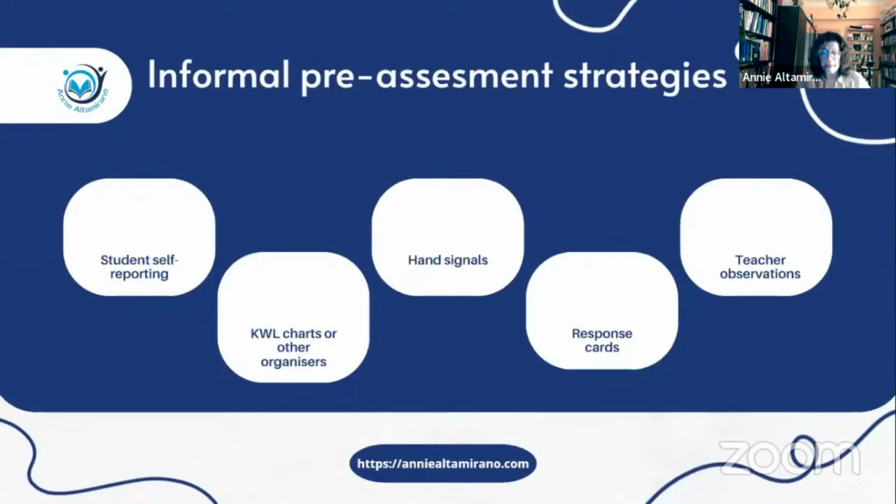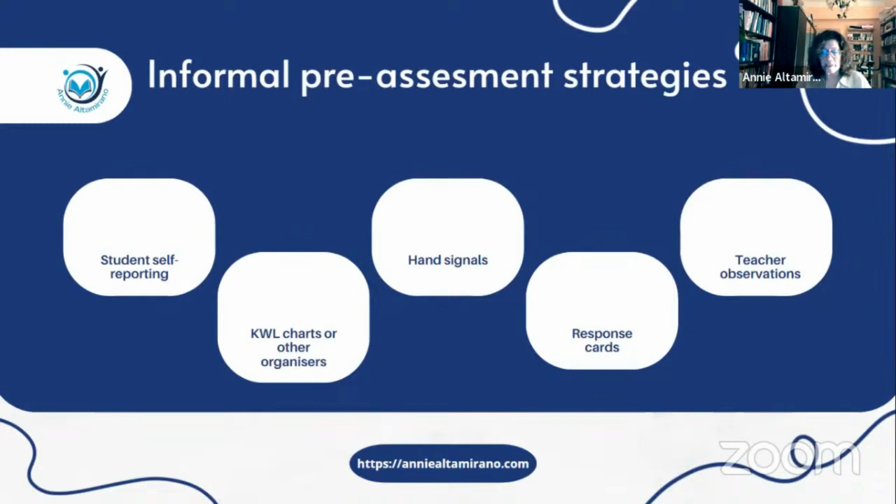Now, when we are doing pre-assessment, there are some informal pre-assessment strategies that we can use. They are unstructured and they don't aim at collecting data in a systematic way. And some examples of these are, for example, student self-reporting. And this involves their awareness of where they believe they are relative to the knowledge, understanding, and skill, and allows them to develop self-reflection and assessment skills.